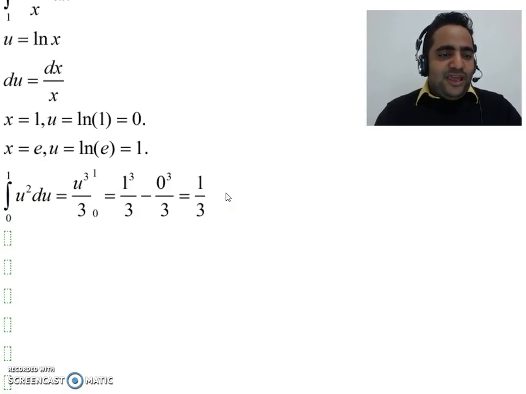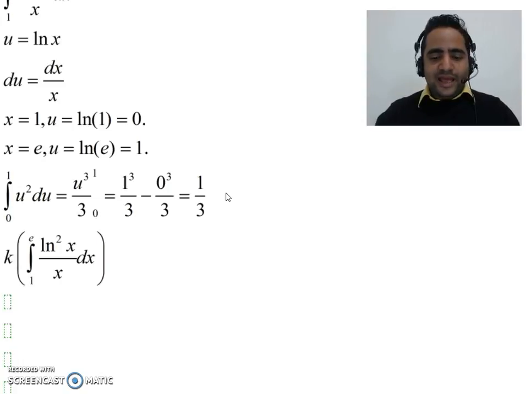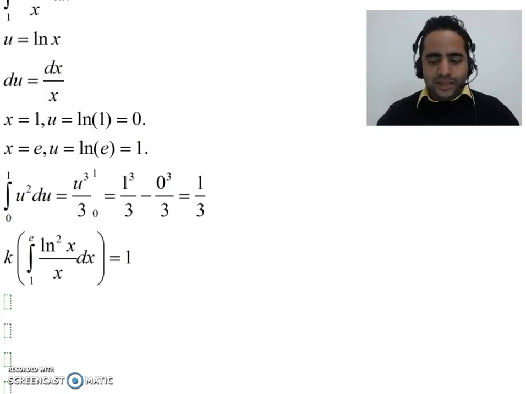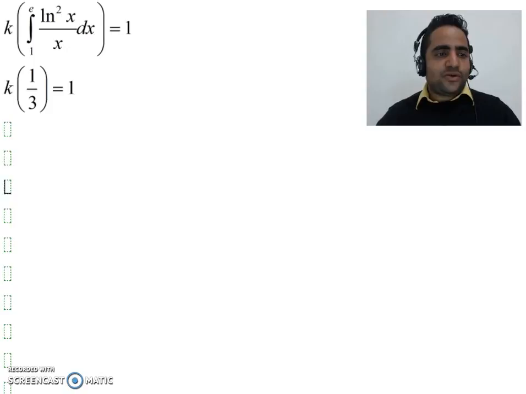So now we have found the value. We can just come back to the original exercise we had. This is what we had earlier. We found that everything in the parentheses is just 1/3. So we're just going to replace it. We're going to put here k times 1/3 equals 1. So we are ready to find the value of k, which is quite simply k equals 3.